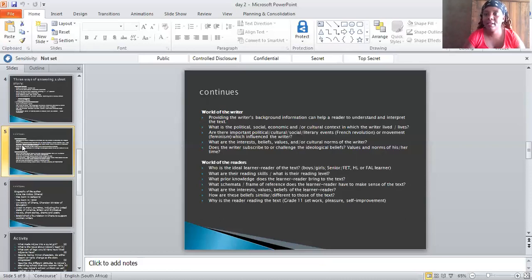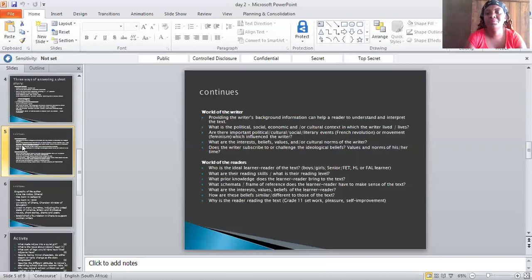These are the things that you should focus on before answering what? A short story. During that period of reading a short story, you should have the world of the writer in mind. Focus on the values and norms of the writer's time. Okay, now we go to the third world, because I said we've got 3 worlds of that. Now we go to the world of the reader.